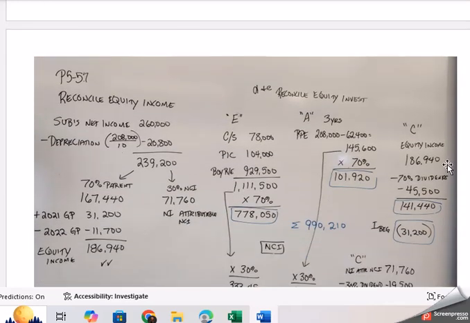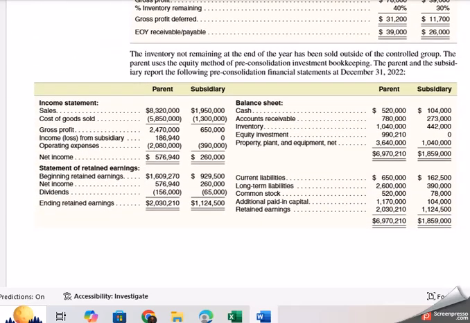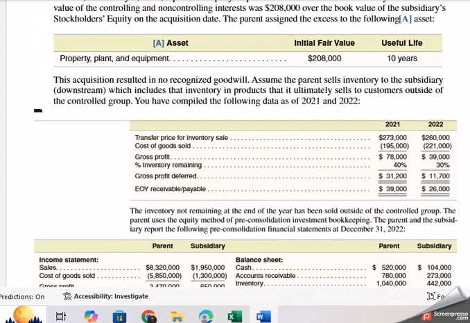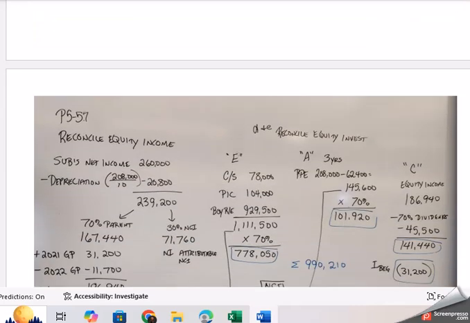we start with our sub's net income. So again, the $260,000 is going to be the sub's net income. I'm going to adjust it for the depreciation of that one acquisition accounting premium asset. So again, what's given to us up here, $208,000 divided by 10 years. And then at that point is where we do the split, because that's the only thing the NCI shares in. So then we say, okay, 70% of that goes to the parent, 30% of it goes to the NCI.